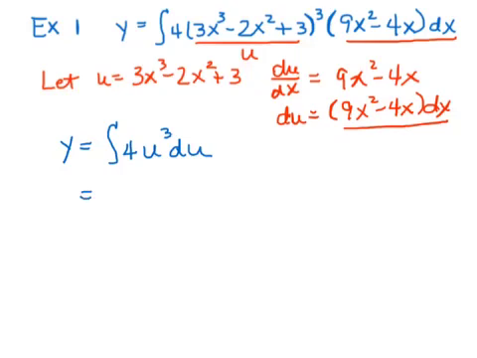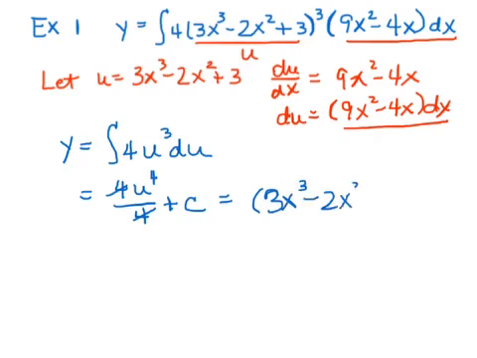And from here we take our antiderivative. So we raise our exponent by 1, divide by the new exponent, add c, but we want x's, not u's. We're also going to cancel these 4's. And you will have 3x cubed minus 2x squared plus 3 to the 4th power plus c. If you take the derivative of this, you can check it, and you're going to get exactly what we began with at the beginning of the problem.